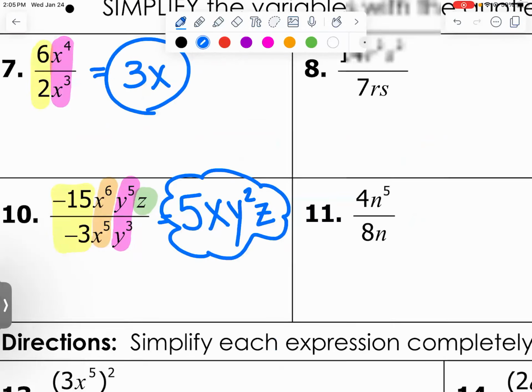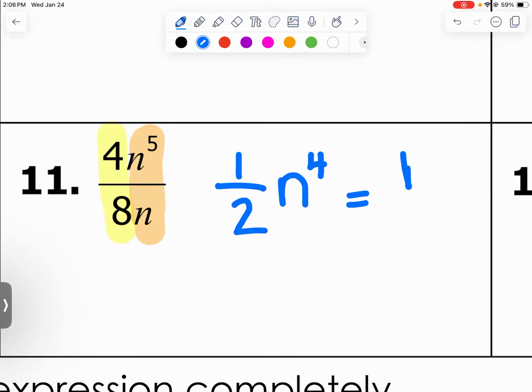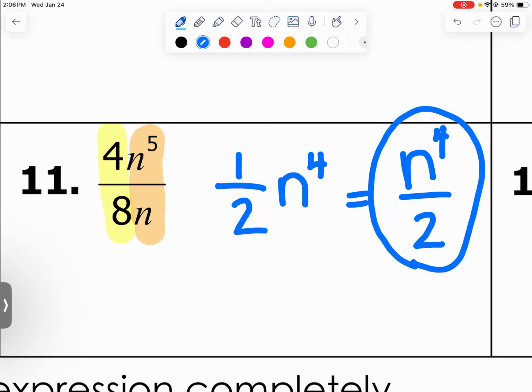Now, let's be smart about this one. What's 4 divided by 8? So please don't write 0.5. What I want you to write? 1/2. 1/2. Then if we focus on this guy right here, this becomes n to the 4th. Now what I would probably have you write is n to the 4th over 2. That's gonna help us when we get to tomorrow. Do you know why I did that?